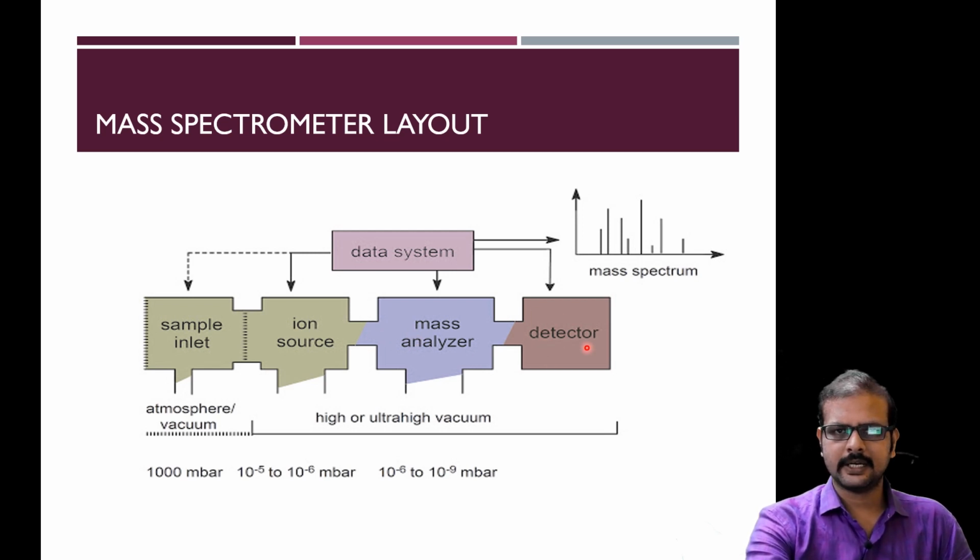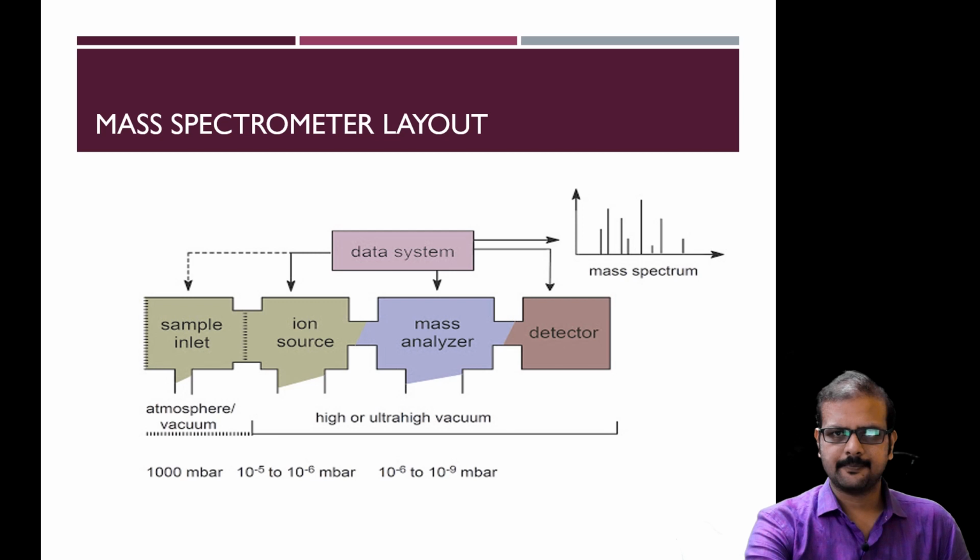The detector will detect the mass which is ionized here, which will give a mass to charge ratio. Because it is an ion, it has a charge. Therefore, it will detect the mass to charge ratio and it will be recorded as the mass spectrum, like this. Okay, this is the spectrum which we can expect.